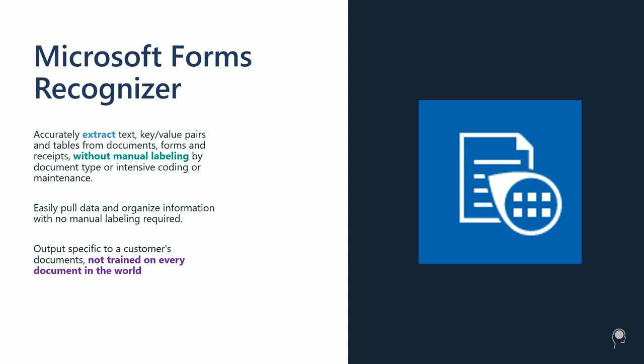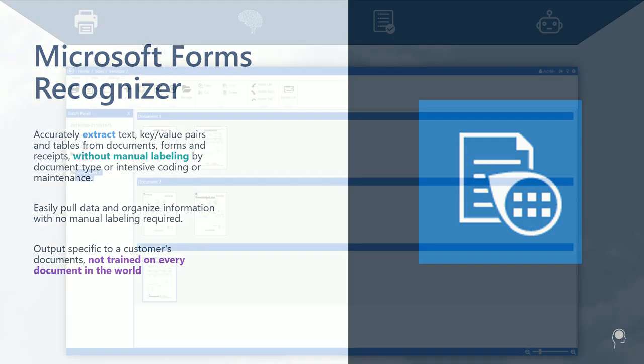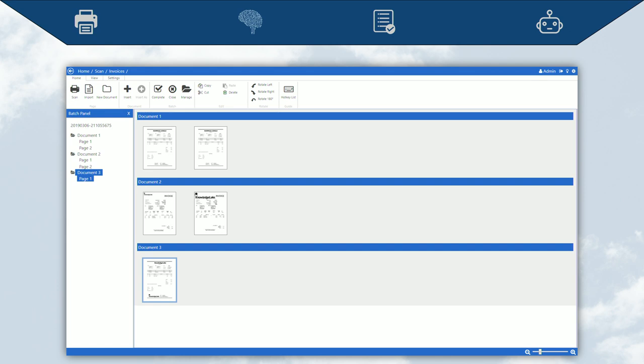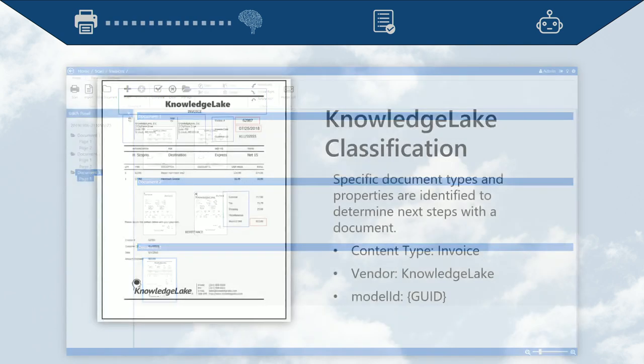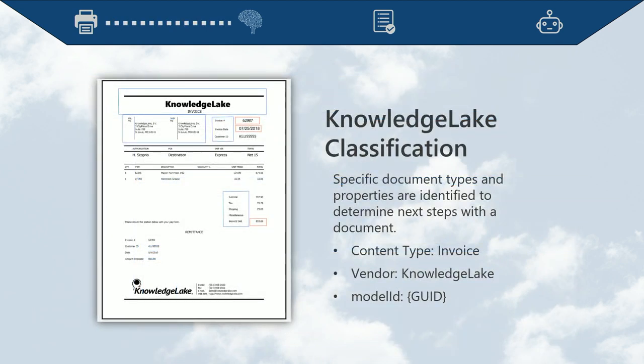Okay, so how does this work? First, content flows into Knowledge Lake. Scanned documents, paper documents, electronic documents, things attached to emails, doesn't matter. We then use Knowledge Lake's classification, which is based on the same computer vision technology, to identify what the document is. First, we need to understand what it is, to understand what facts about that document are important. An invoice is very different from a claim. They require two different sets of properties to be extracted.